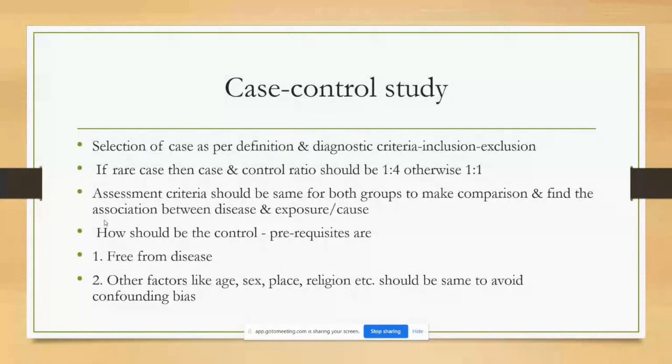Assessment criteria should be the same for both groups to make a comparison and find the association between disease and exposure. How should the control be? What is a control? The prerequisite is that the control patient or control participant must be free from disease, and other factors like demographic data, age, sex, place, religion, etc. should be the same to avoid confounding bias.